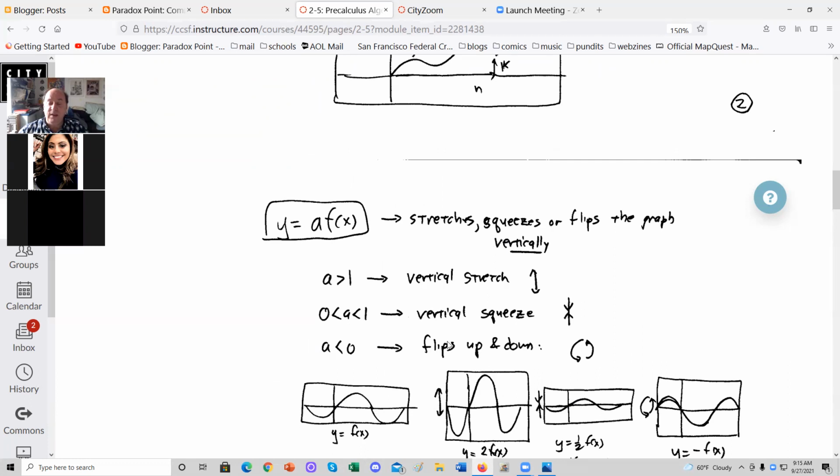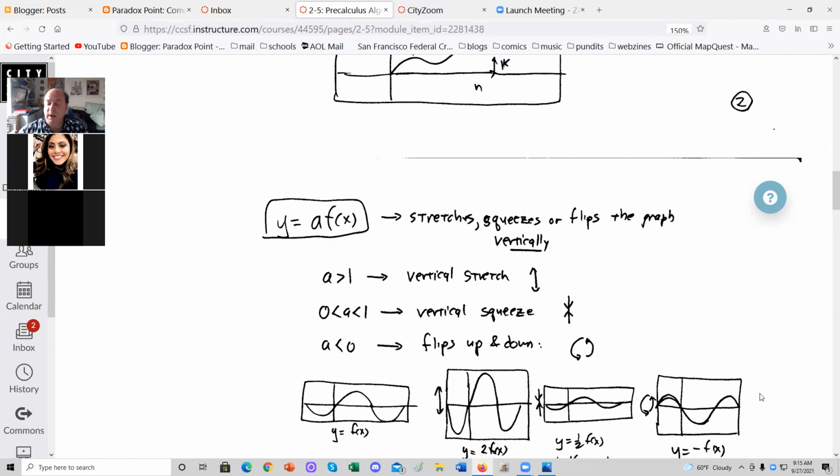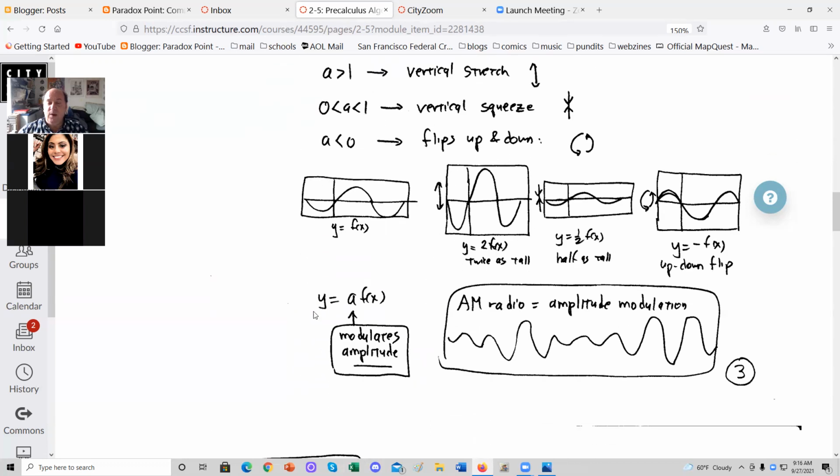And if a is negative, then it flips up or down. This is the graph of y equals f of x, then here's the graph of y equals minus f of x, flipped upside down. So if you have y equals a f of x, that modulates the amplitude of the function. The AM is amplitude modulation. That's how AM radio works. The tower emits a radio signal whose amplitude rises and falls and rises and falls in accordance with the sound wave that it's transmitting.